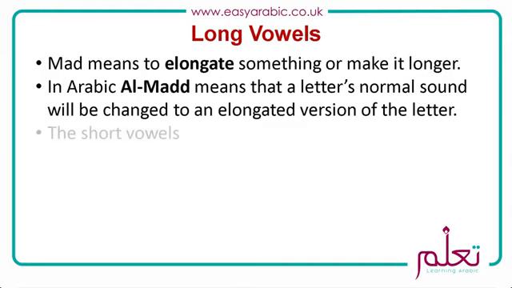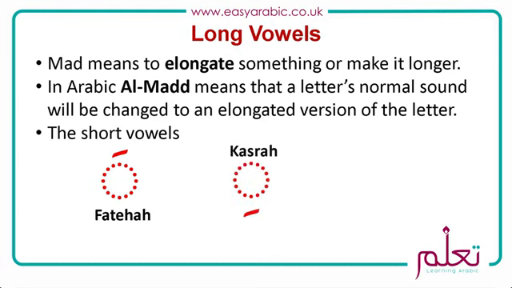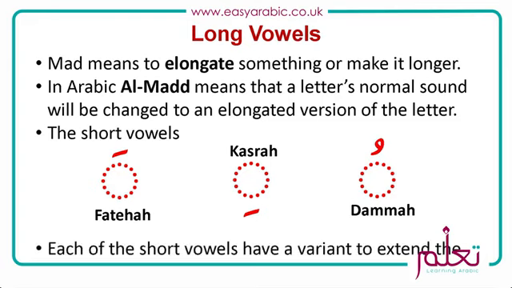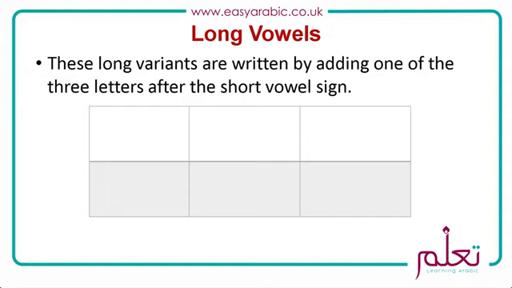If we look at the short vowels, we have the fatha, which makes the a sound, then the kasra, which makes the e sound, and finally the dhamma, which makes the u sound. Each of the short vowels has a variant to extend the sound, and these variants are called long vowels. These long variants are written by adding one of three letters after the short vowel sign.